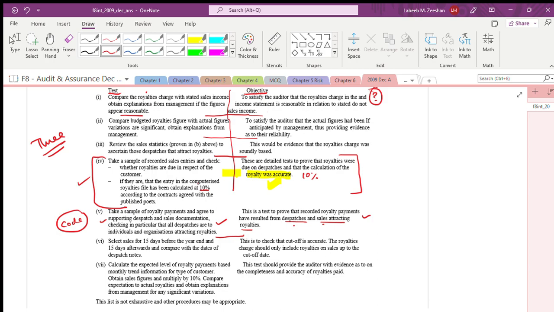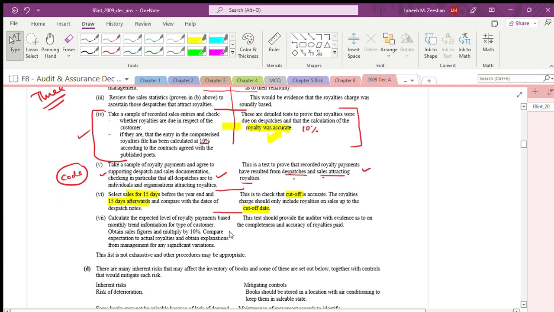Fine. Select sales for the last 15 days before the year end and 15 days after, with the dates. Whenever you do this, this is an example of what? Cutoff. This is to check that the cutoff is accurate. See, one concept is applied blanketly everywhere; only you have to change the flavor according to the scenario given. The royalties should only include royalties on sales up to the cutoff date. You are taking the royalties before 15 days and after 15 days to make sure that the cutoff is reasonable.